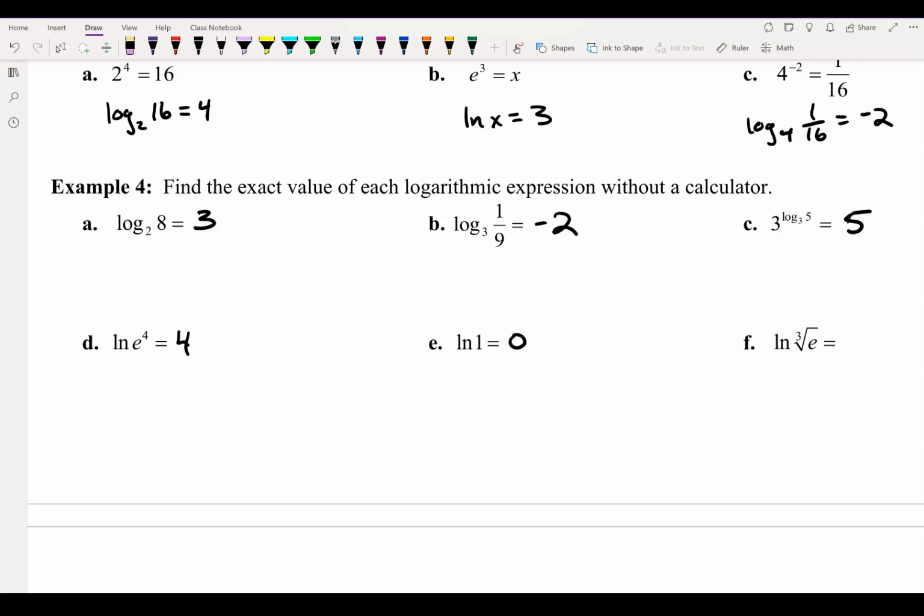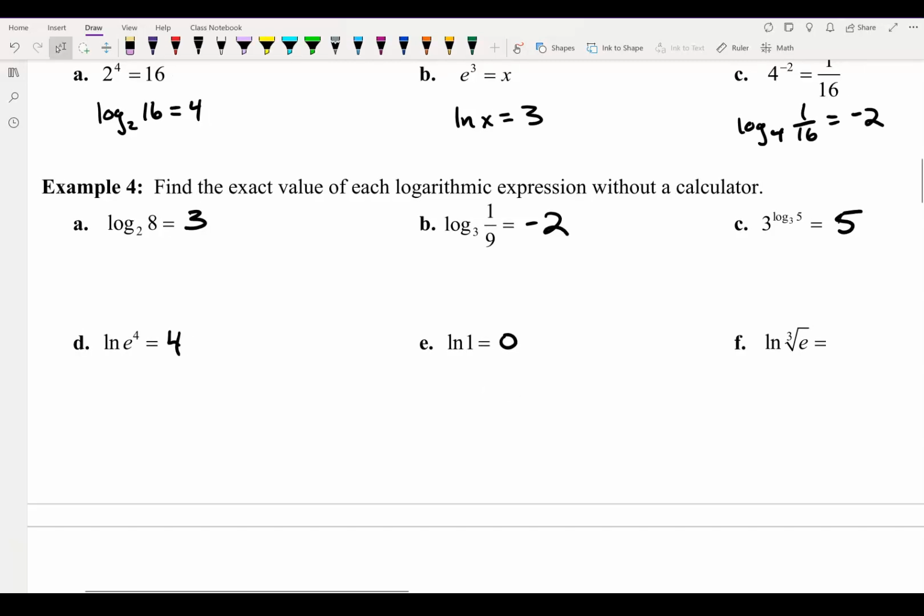And then with this one, if you would like, you could rewrite this as ln of e to the 1/3, right? 1/3 is the same as a cube root. So what exponent do you put on e to get e to the 1/3? 1/3. And that's that. So hopefully you're starting to get used to logarithms being exponents that we raise the base to get that number there.